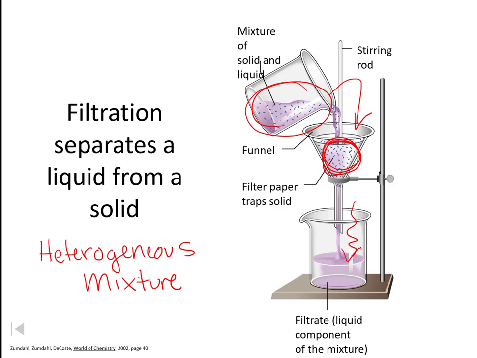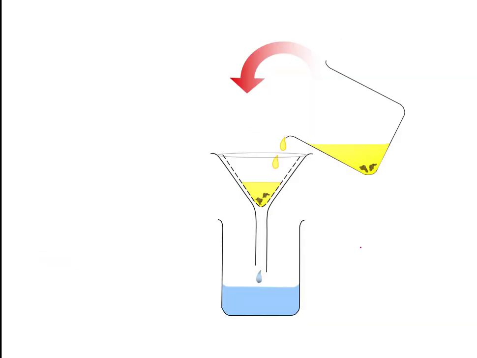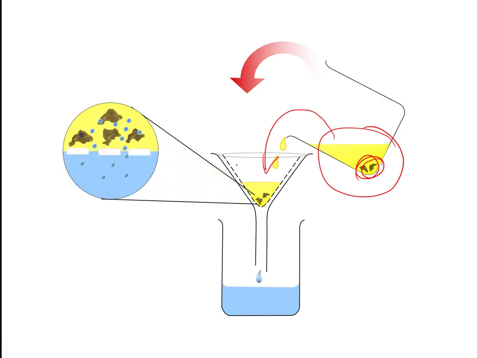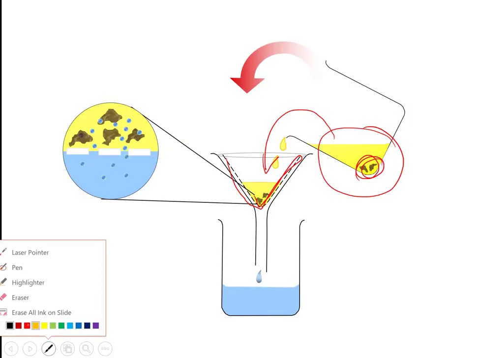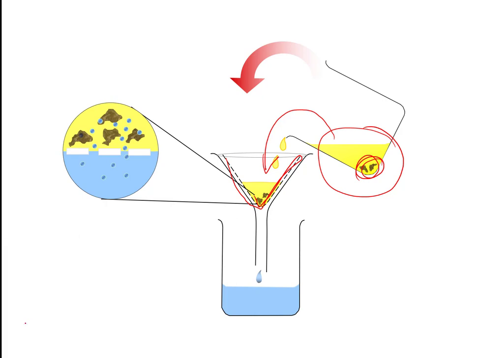And we have 2 terms that we need to learn in order to discuss this adequately. So once again, we've got a solution here. Maybe there's a solid component that's precipitated out. We pour that in, and what happens on the microscopic level? Well, we have a filter paper, and that filter paper essentially has tiny little pores in it. And those little pores act like a colander when you're pouring your pasta water out into the sink. Anything that's a solid will remain on the filter paper. Anything that's a liquid will go through.